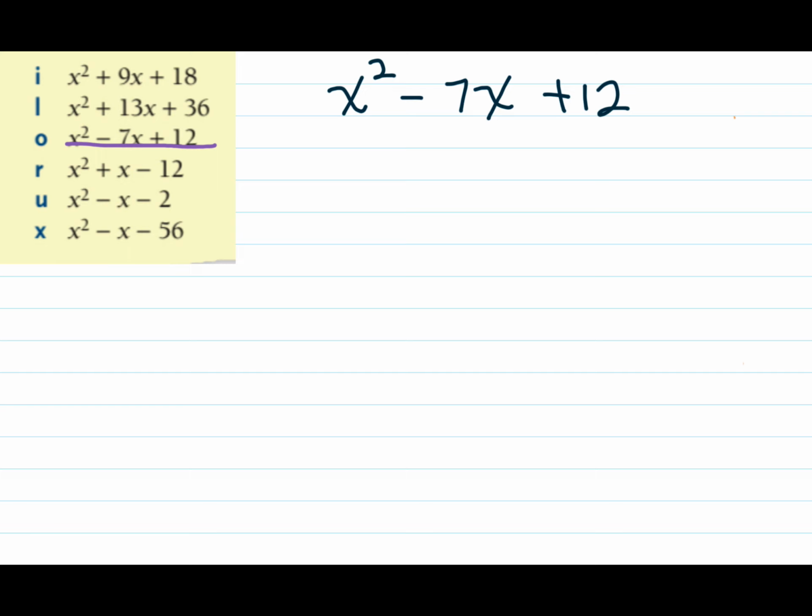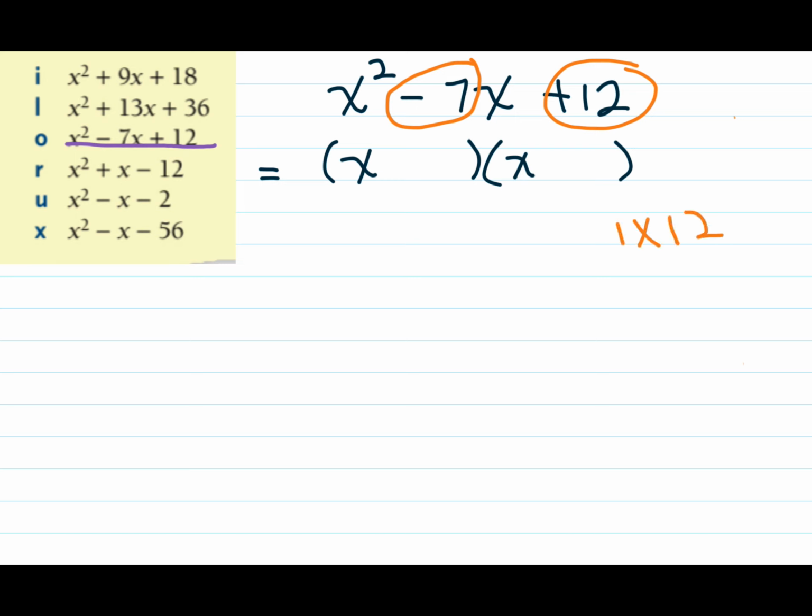Now we have the next question, x squared minus 7x plus 12. Again, our two brackets, x in each bracket. We look at 12, it's a positive 12. Factors of positive 12 that will give us a negative 7. We have 1 times 12, that's not going to give us 7. You have 2 times 6, that doesn't look like it's going to give us 7. 3 times 4, then we have a 3 and a 4.